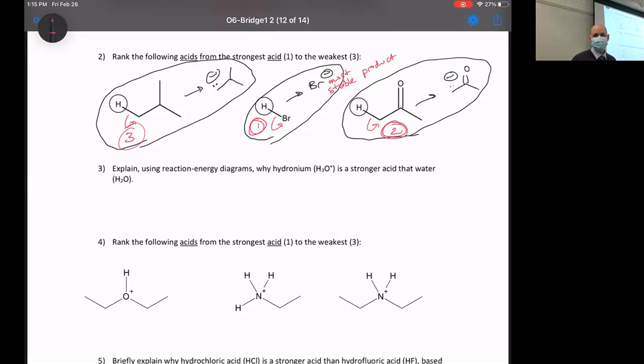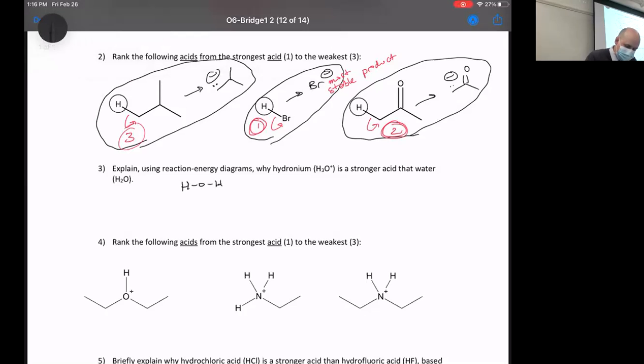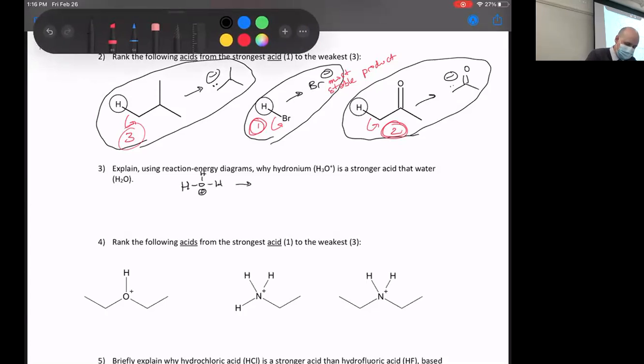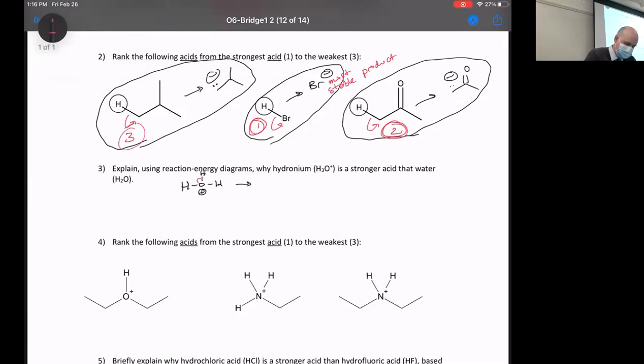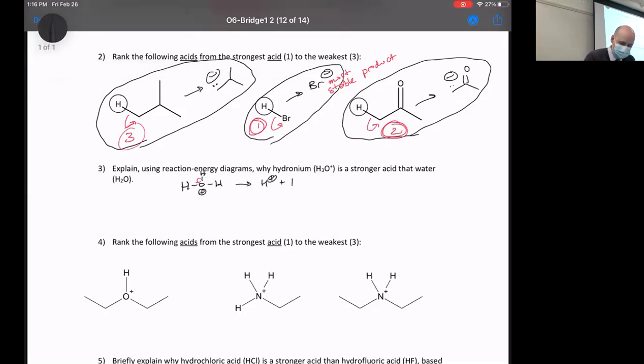All right, so explain using a reaction energy diagram why hydronium is a stronger acid than water. Once again, we should consider this as a reaction, not just as one thing. So if H3O plus acts like an acid, what does it do and what does it become? Well, all acids do the same thing. They take electrons back from a hydrogen. And in this case, what will we get? Water, which is neutral. Yep, H plus and water.